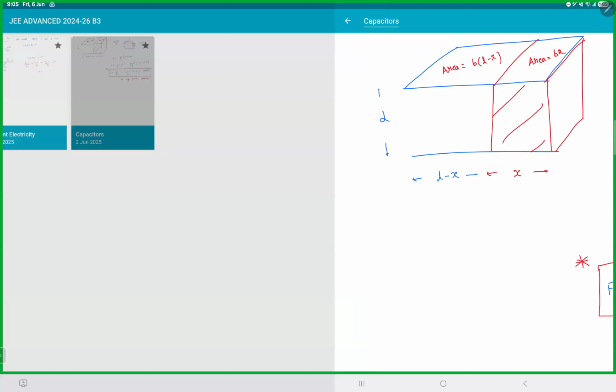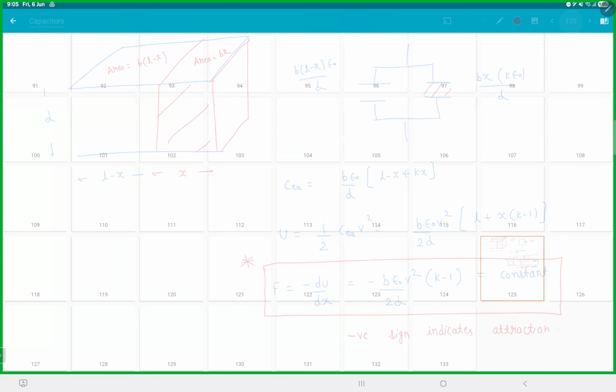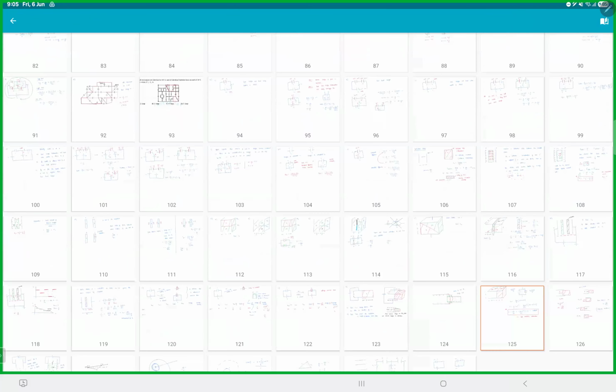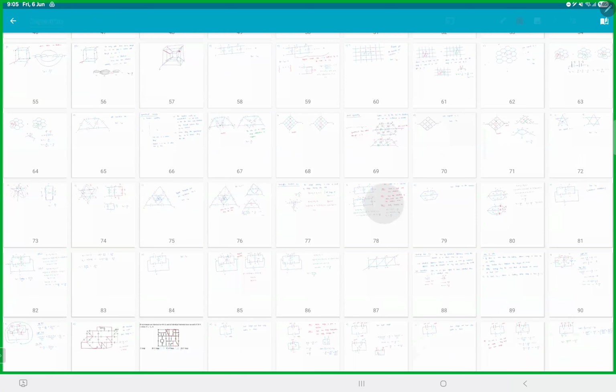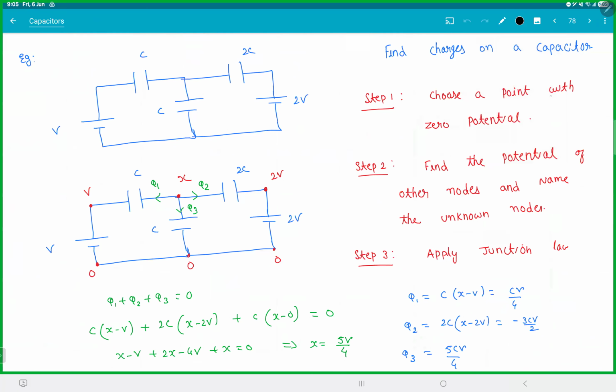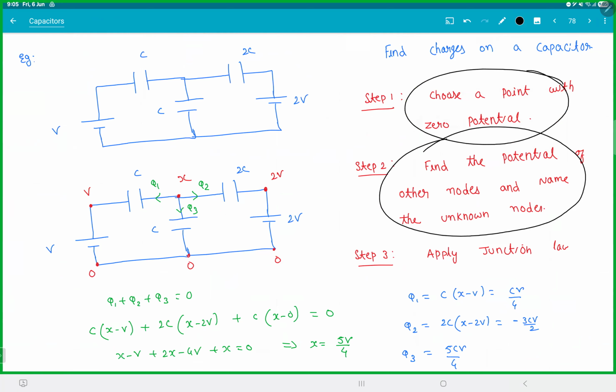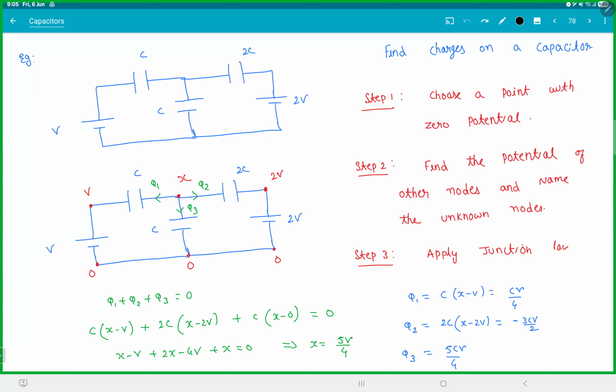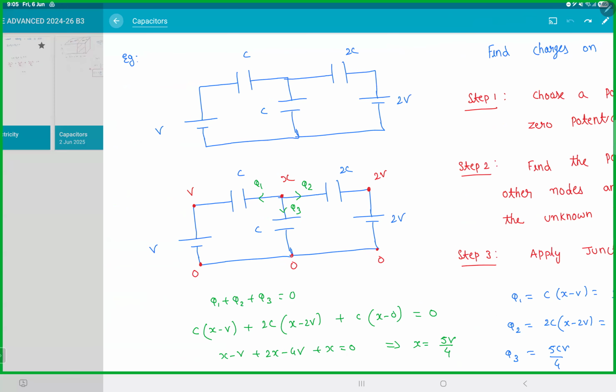If you go back to the capacitors, how did we solve these kind of circuits? Step 1, choose a point with zero potential. Step 2, find the potential of other nodes and name the unknown nodes. Step 3, apply junction law. These were the steps we used in capacitors. We use the same thing, except instead of charge, we call it current. So let's see a small question and then we will go ahead with more.